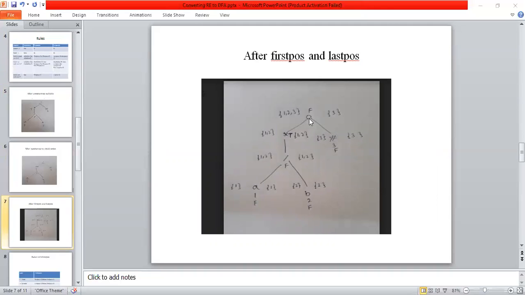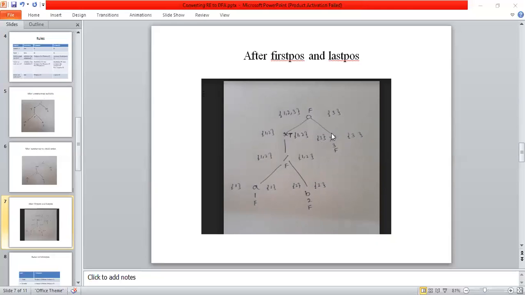Here, this is a cat node. So for this cat node, this is the C1 node and this is the C2 node. According to the rule, for a cat node, if C1 node is nullable, and it is nullable because here it is given true, then what is the formula? First position of C1 union first position of C2. So first position of C1 is what? 1 comma 2. First position of C2 is what? 3. So the union of these two sets is 1 comma 2 comma 3.